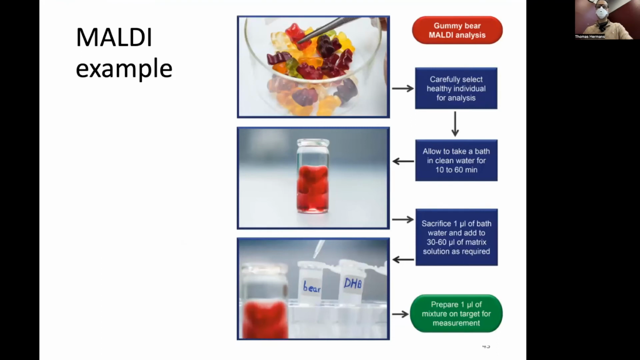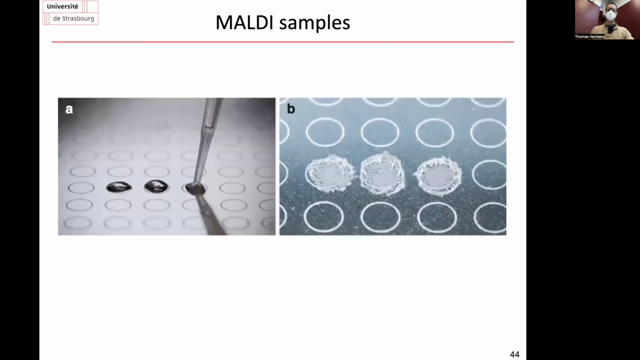And let's look at an example. This is a very challenging gummy bear sample. So we take a gummy bear and we put it in water, okay? And then we take a very tiny bit of this water and we mix it with our matrix solution, which is another polymer, which is easily ionized. And then I put a drop of this solution on the target plate. This is usually a metal plate. It has little etched rings, so you know where to put your drop. You put your drops, it dries out, right? So you have a solid.